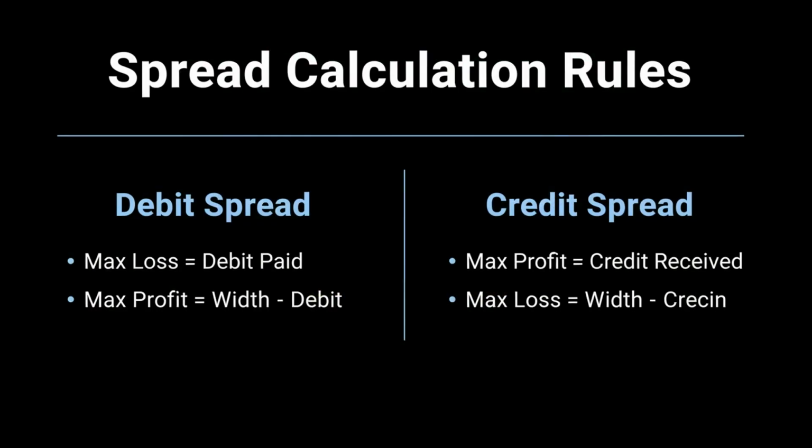Max loss is straightforward for debit spreads. It is simply the net debit paid to enter the trade. If the stock drops below our long strike of $100 at expiration, both options expire worthless, and we lose the premium paid. For credit spreads, the math inverts. Your max profit is the credit received, and max loss is the strike width minus that credit.